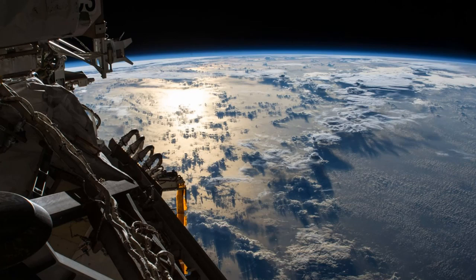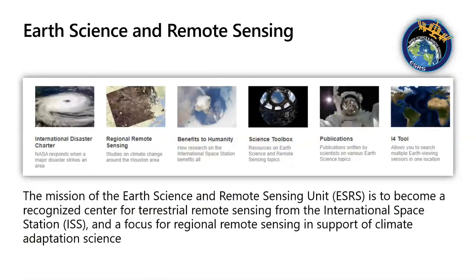A few reasons that the astronauts on the International Space Station take pictures is for what's called Earth science and remote sensing. Basically, the mission of this unit is to become, and I'll read this on the screen and then I'll explain it, a recognized center for terrestrial remote sensing from the ISS and focus for regional remote sensing in support of climate adaptation science.